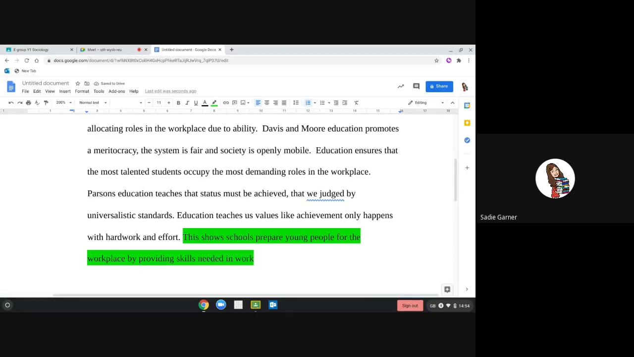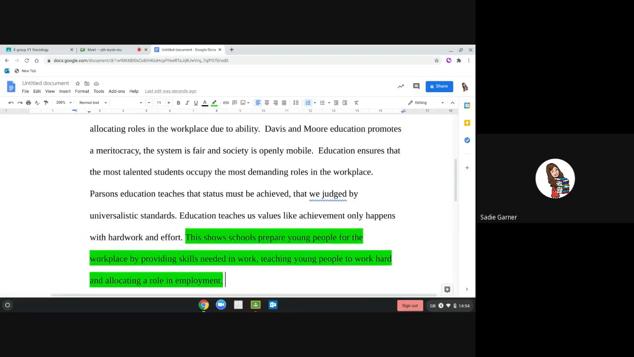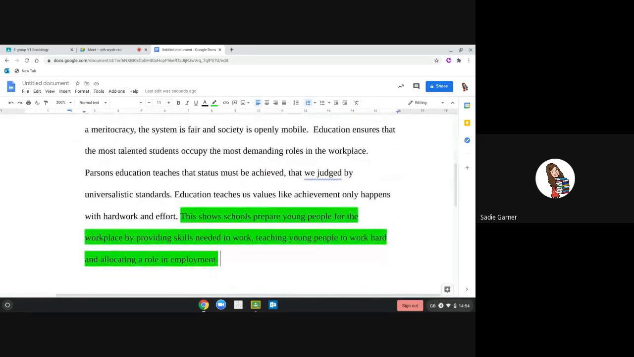They prepare young people for work, the workplace, by providing skills needed in work, teaching young people to work hard and allocating a role in employment. So schools prepare young people for the workplace because it provides them skills needed in work, it teaches them to work hard, and it will allocate them a role in employment. Prepares them by providing them skills, by allocating them a role, and ultimately teaching them they have to work hard in order to gain any status.